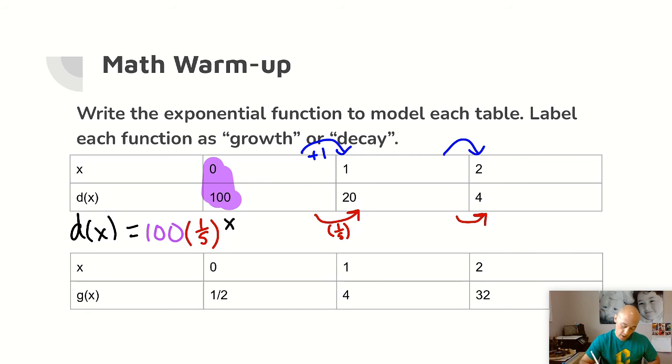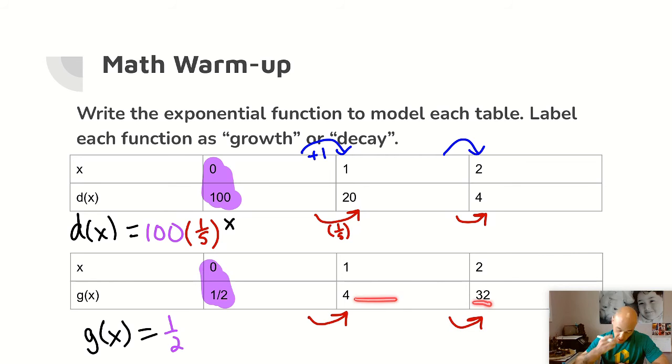All right. So in the next one, we have g of x. And here is our y-intercept there of 1/2. So we have g of x is equal to the 1/2. And then what we're changing by here, it might be easier there to see in the second part.